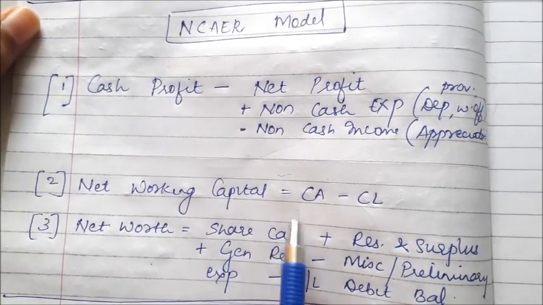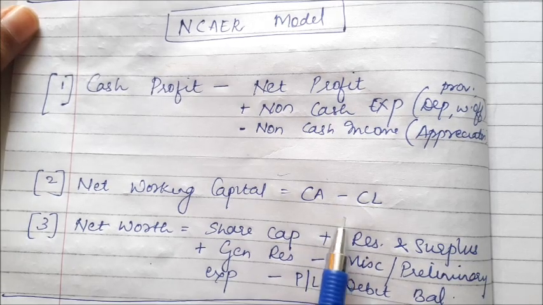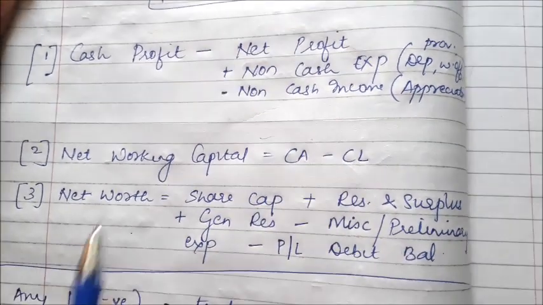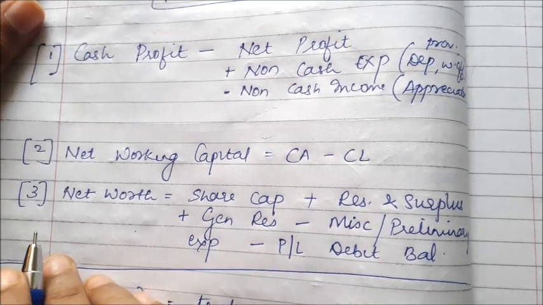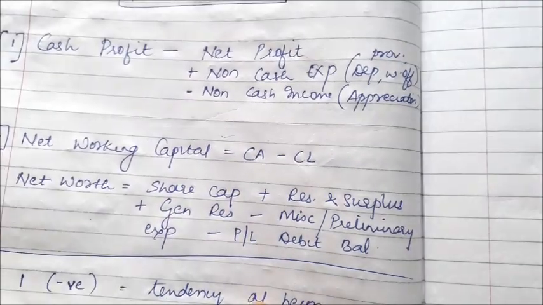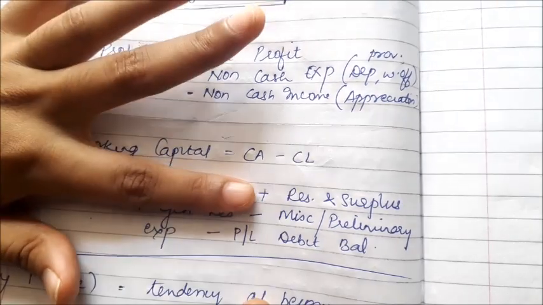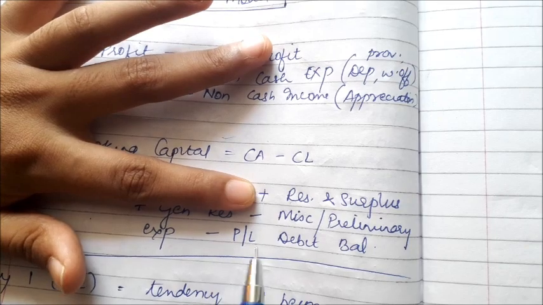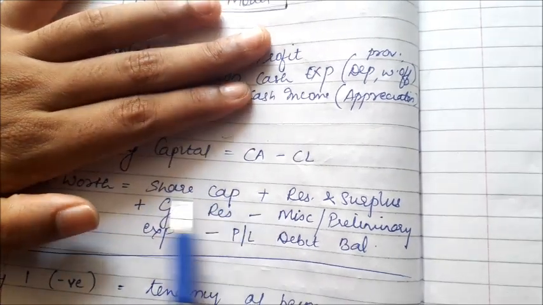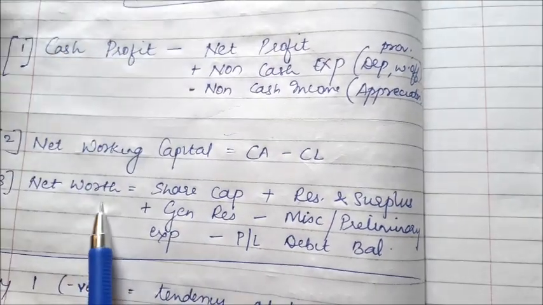Net working capital we already know, it's current assets minus current liabilities. What is net worth? Net worth means the equity portion, that is what the company owners, the shareholders, own. So what the company owners hold, up to this much part, is the same retained earnings formula, just we have to add the share capital. So we'll get the net worth.